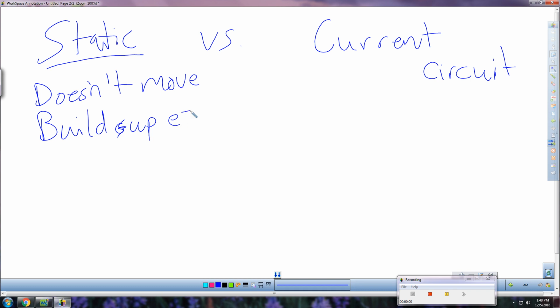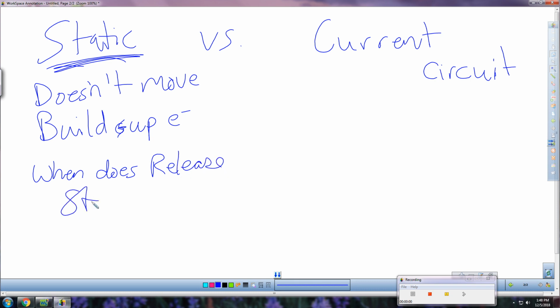So if you drag your feet across the carpet in socks, you have a bunch of extra electrons that jump up on you. Then you move over to a metal object or maybe even your little brother or sister and you touch them and you shock them, you have worked with static electricity. So static really doesn't move. It builds up electrons, and then when it releases, we call that static discharge.